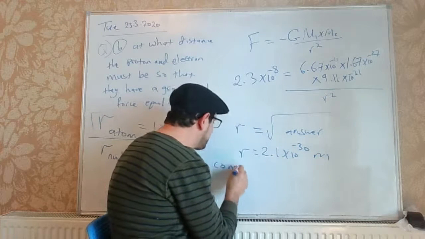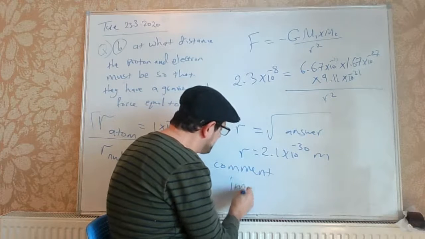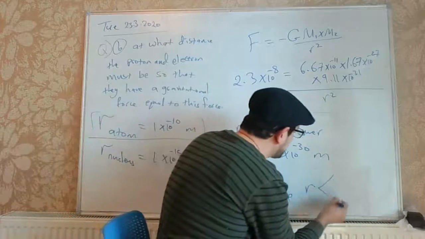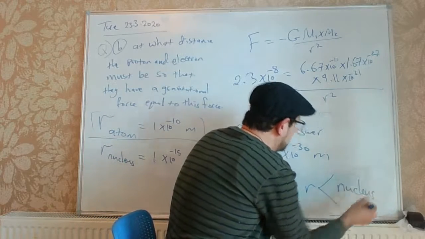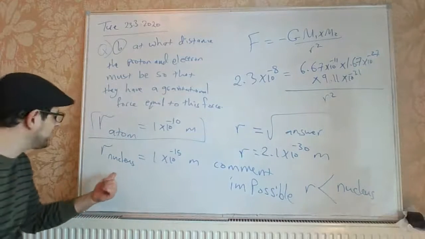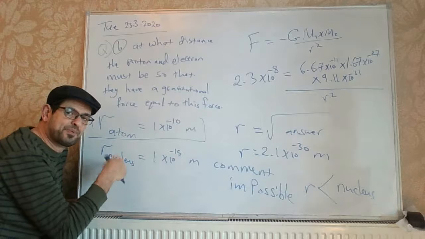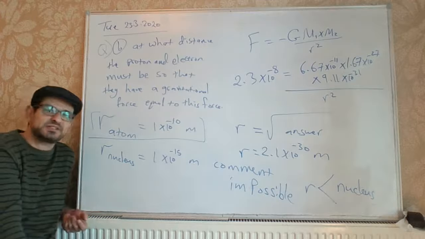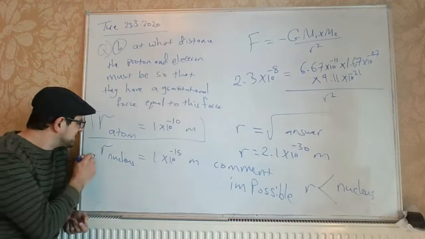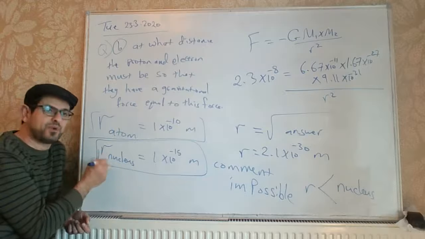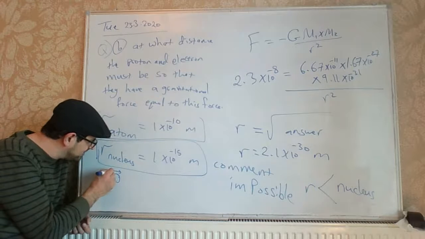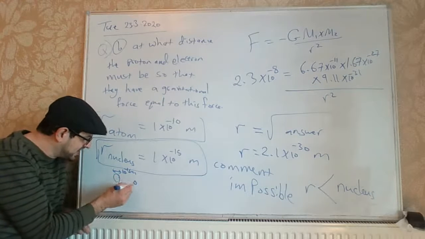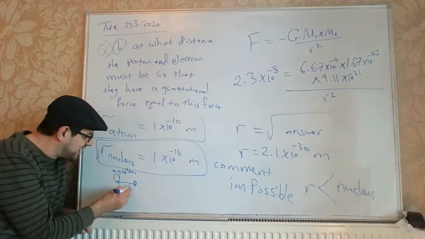If I'm asking you to comment, you say it's impossible. Why? Because the distance is smaller than the nucleus. The proton and electron would have to get inside the proton to have an electric force equal to this force. It's impossible. This is the radius of the nucleus, this is the radius of the proton. So the proton in total is 10 to the power of negative 15 meters. Now the distance between them should be 10 to the power of negative 30. How come?